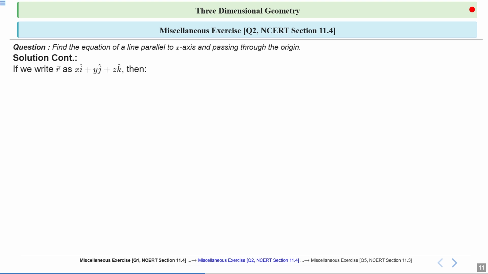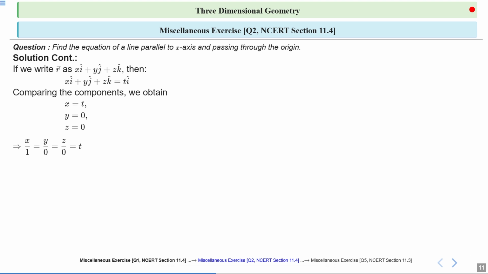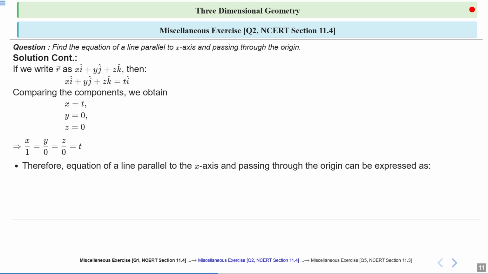If we write r vector as x i cap plus y j cap plus z k cap, then x i cap plus y j cap plus z k cap is equal to t i cap. Now comparing the components, we obtain x is equal to t, y is equal to 0 and z is equal to 0, right? Therefore, we can say that x by 1 is equal to y by 0 is equal to z by 0 is equal to t.